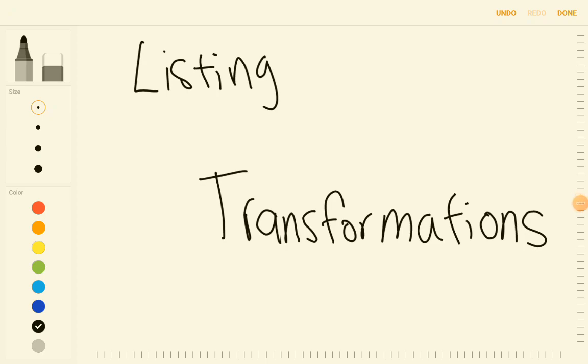Welcome back everybody to another video, and in this video today we'll be listing transformations. This is basically when you go from one function to another by either flipping over the x-axis or y-axis, going left or right, and up or down. So let's get started.